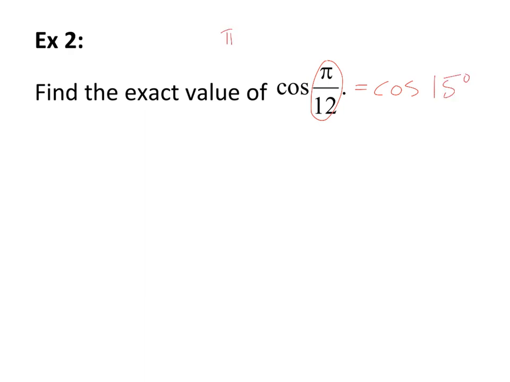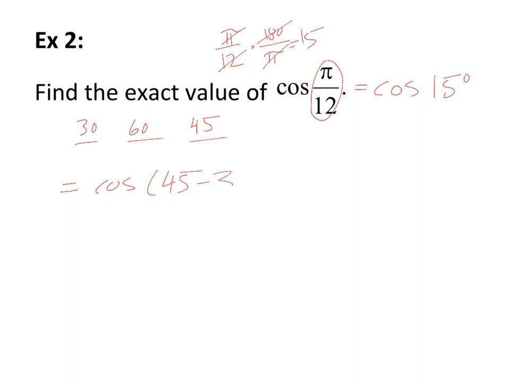All right, if you forgot how to do that, pi over 12 times 180 over pi. That's all there is to it. Okay, so once again, I know how to work with these angle measurements. So can I break 15 up into some combination of these values, either as a sum or difference? Yeah, well, there's two possible combinations. You could do cosine of 45 minus 30. Or you could also do cosine of 60 minus 45.